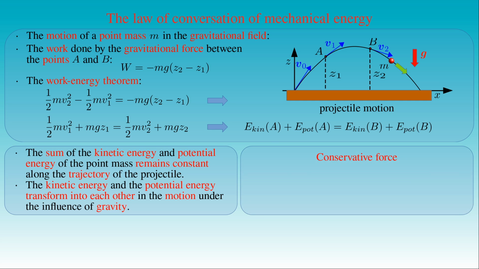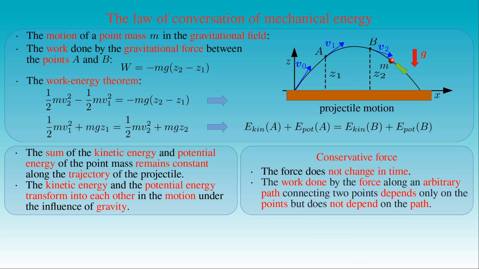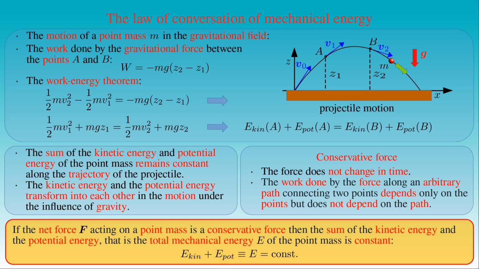We call a force conservative force if it does not change in time and the work done by the force along an arbitrary path connecting two points depends only on the positions of the points, but does not depend on the path itself. This definition also shows that the gravity is a conservative force. Now we can formulate the law of conservation of mechanical energy as follows. If the net force F acting on a point mass is a conservative force, then the sum of the kinetic energy and the potential energy, that is the total mechanical energy E of the point mass, is constant.